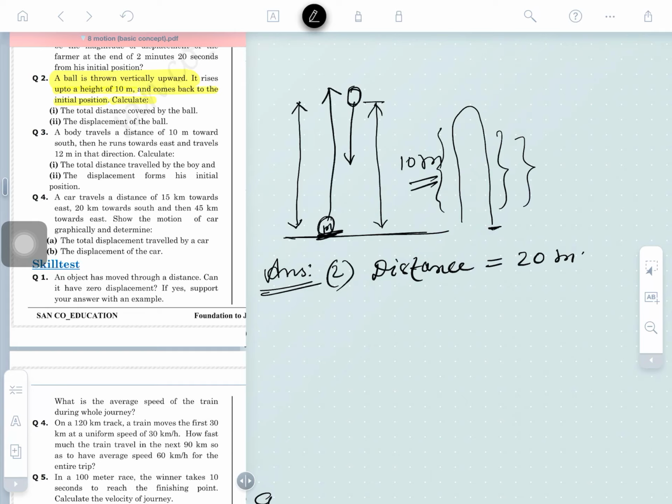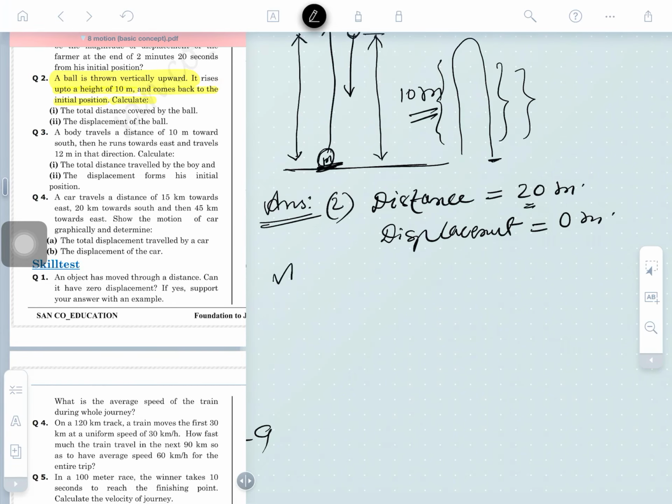Clear? And what next is the displacement of the ball as an object goes and comes back. After the complete journey, the object will just come to its original position. That is what we can understand here. The displacement is 0. Displacement is 0 meter. Why? Because it is coming back to its original position. Is that clear, guys? Well understood. Now carry on to the next.